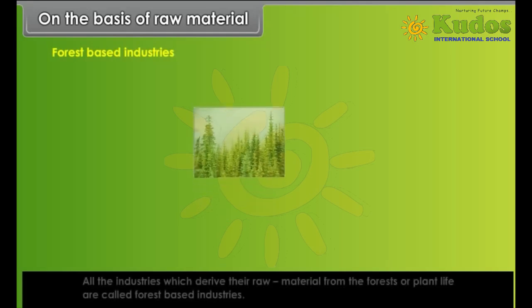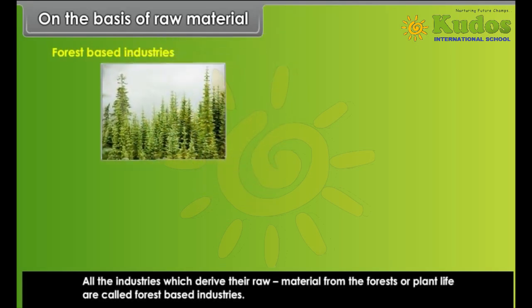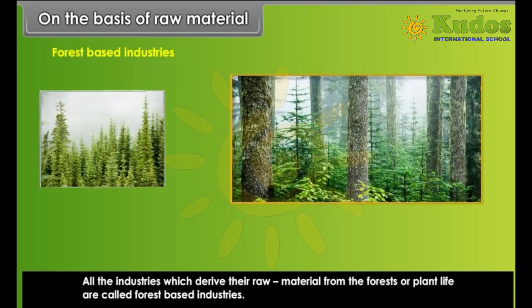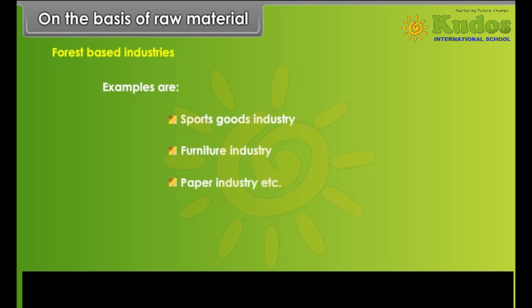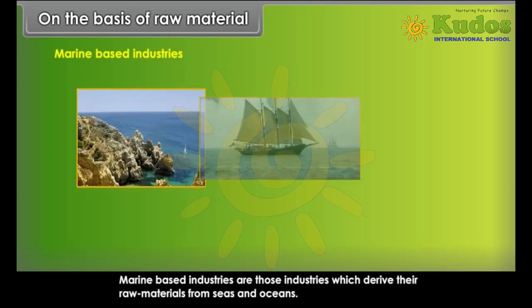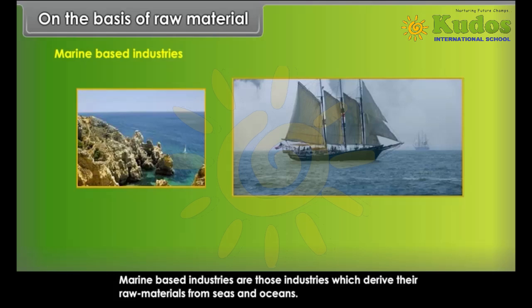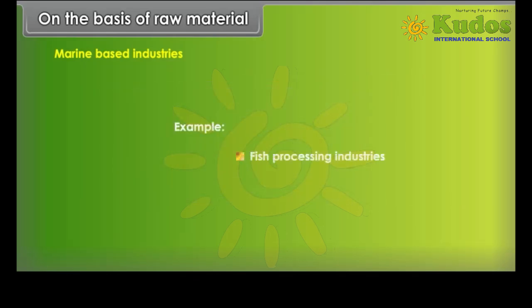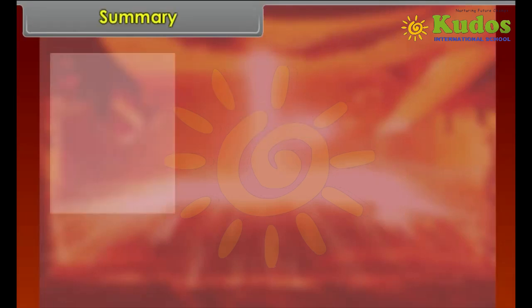Forest-based industries. All the industries which derive their raw materials from the forests or plant life are called forest-based industries. Examples are sports goods industry, furniture industry, paper industry, etc. Marine-based industries. Marine-based industries are those industries which derive their raw materials from seas and oceans. Example, fish processing industries.